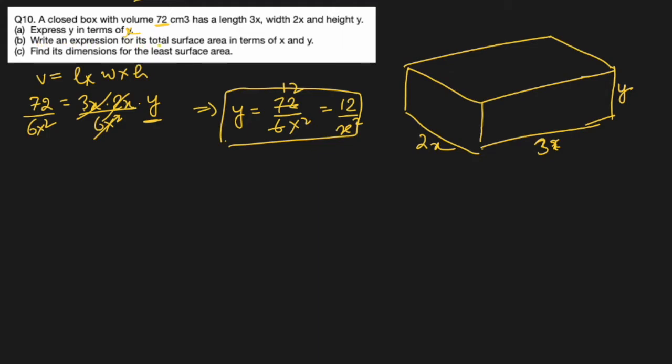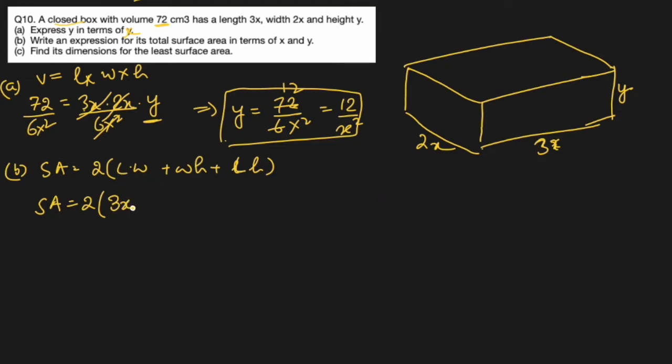Write an expression for its total surface area in terms of x and y. Alright, so surface area is 2 times (length times width plus width times height plus length times height). So that's what we'll substitute and we'll get our surface area in terms of x and y. It's a closed box, right? That means we don't have to exclude anything. Length is 3x, width is 2x, so 2x·y is one term, and 3x·y is the other.